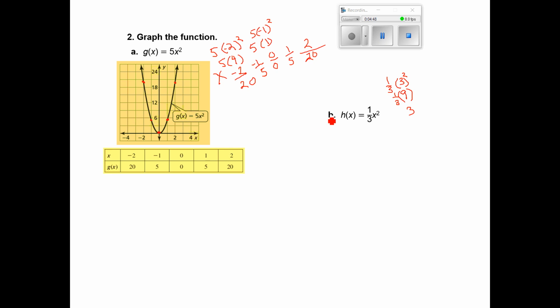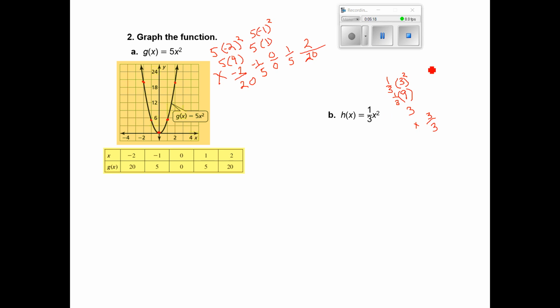All right, let's go to B. B, I already did the work for. You see that when we've got 1/3 x squared, we can again replace that x with factors of the denominator. So the first one we'll go is 3. We know 3 squared is going to be 9, and 9 times 1/3 is 3. So we can say that when x is 3, then y will be 3.